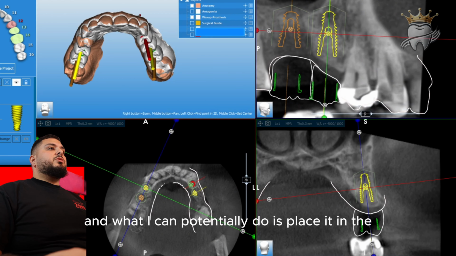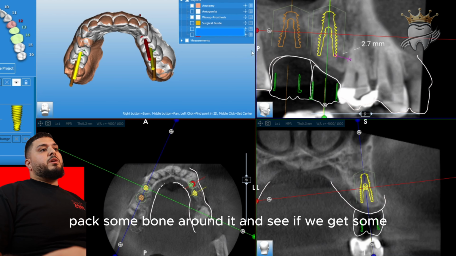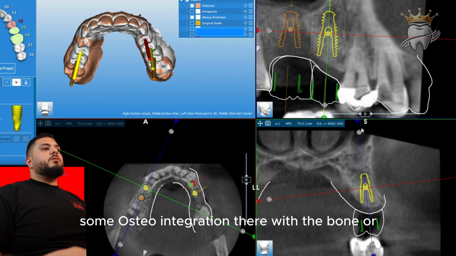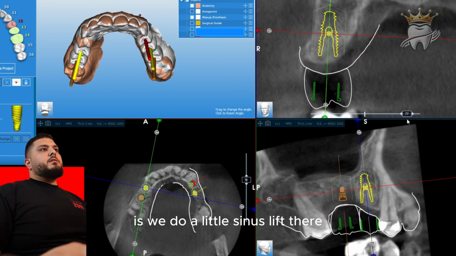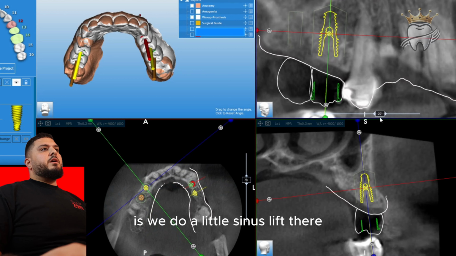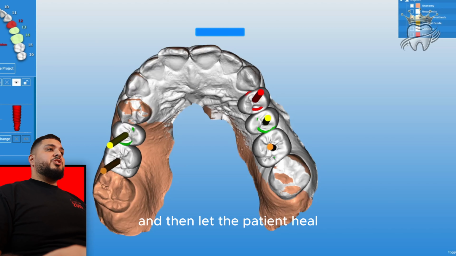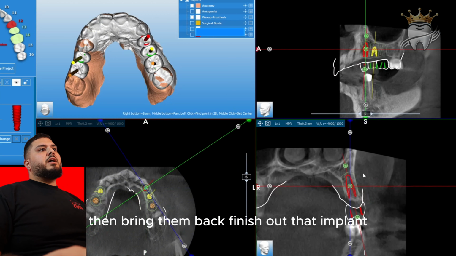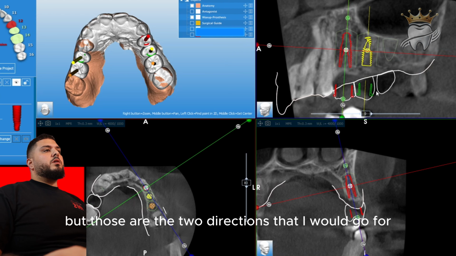What I can potentially do is place it in the 3 millimeters, pack some bone around it, and see if we get some osseointegration there with the bone. Or, and this is probably more ideal, we do a little sinus lift there, get a few millimeters of bone, and then let the patient heal, and then bring them back and finish out that implant. But those are the 2 directions that I would go for number 3.